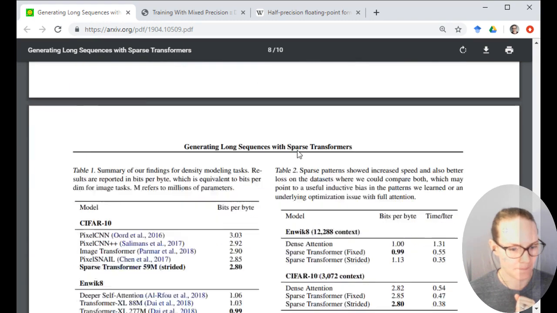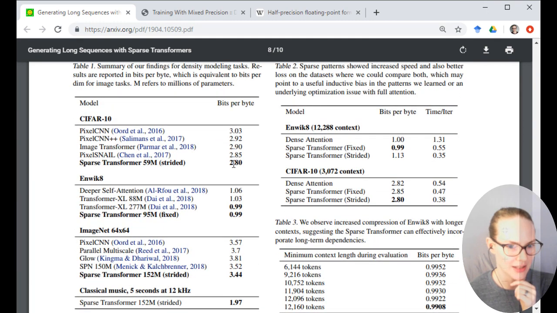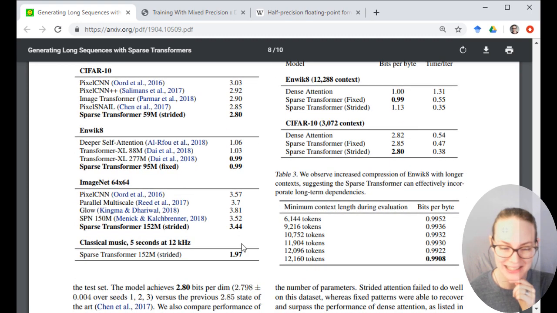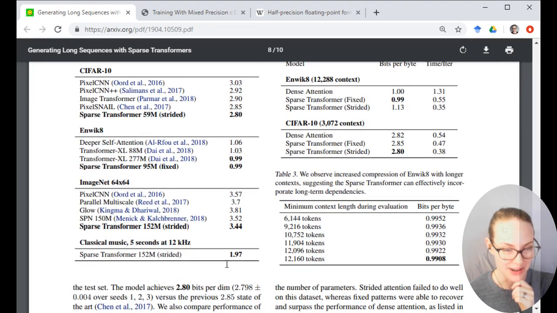All right, let's check it out. So, summary of our findings for density modeling tasks. Results are reported in bits per byte, which is equivalent to bits per dim for image tasks. M refers to millions of parameters. So this is the amount of memory needed to generate, I guess. This is not a measure I'm super familiar with. I have no idea what I'd use for this. I don't do a lot of generational tasks.